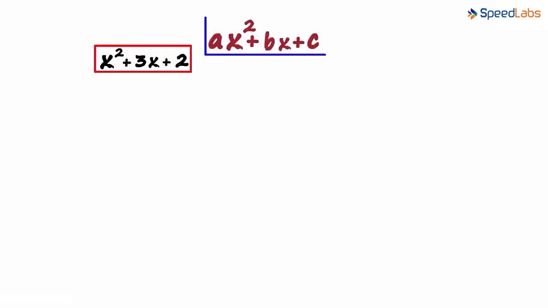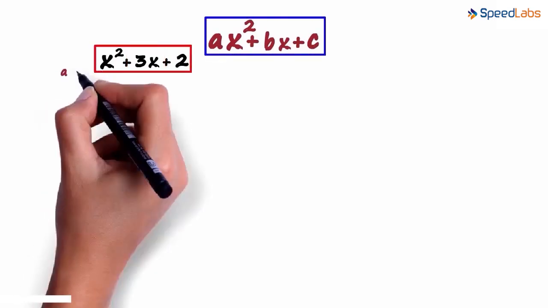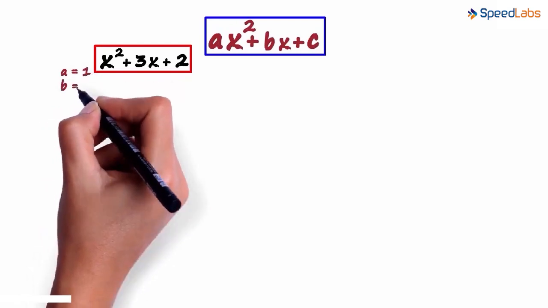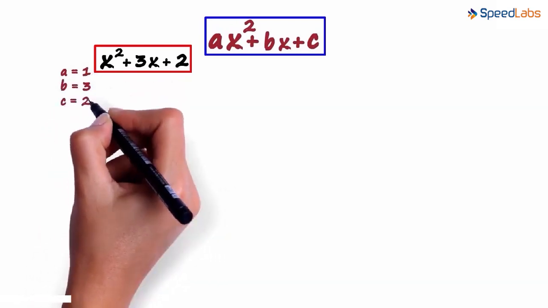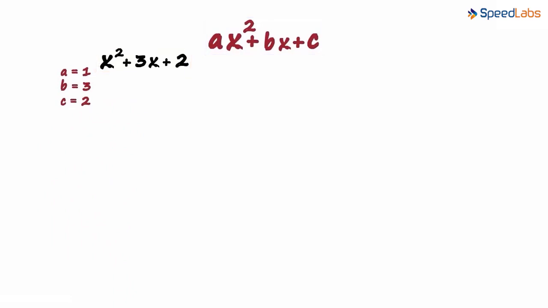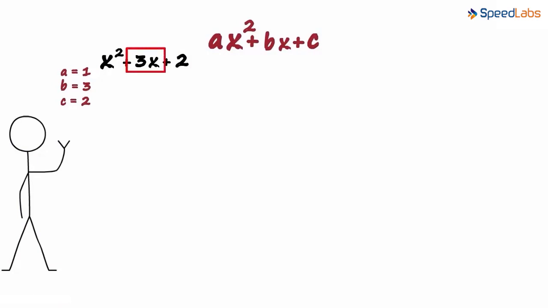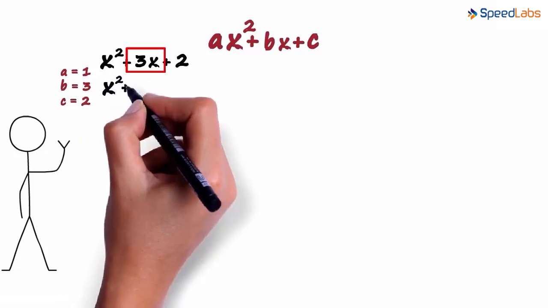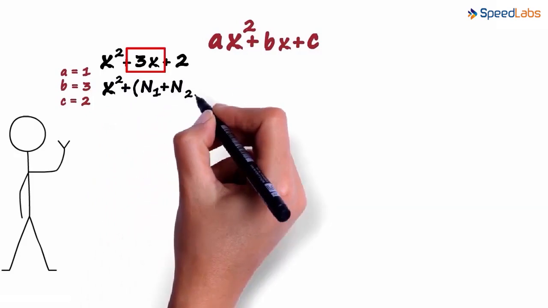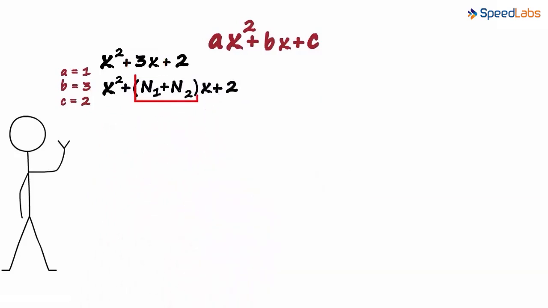Comparing this polynomial with this one, we can say that a equals 1, b equals 3, and c equals 2. To factorize such polynomials, there are only two things you need to know. First, the coefficient of the middle term, that is 3 here, should be written as the sum of two numbers. Something like x squared plus (n1 plus n2) x plus 2. n1 and n2 are the two numbers. This was the first thing we had to know.